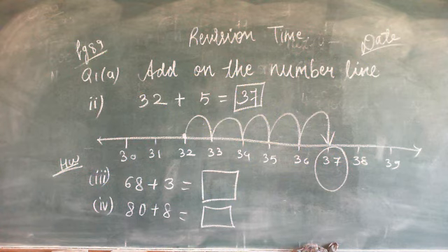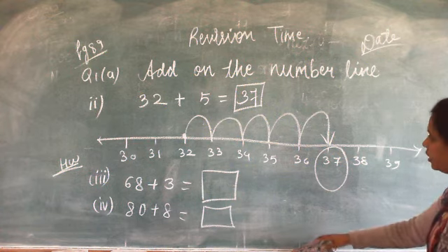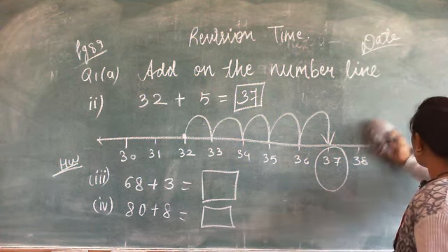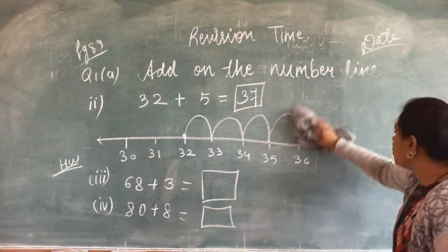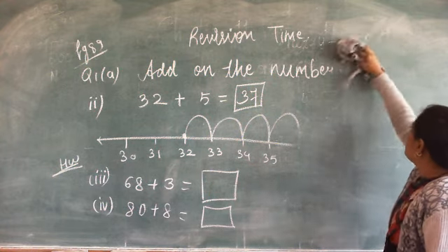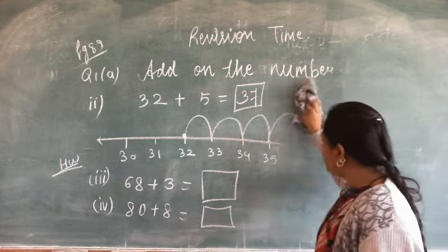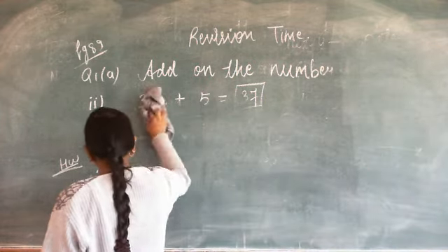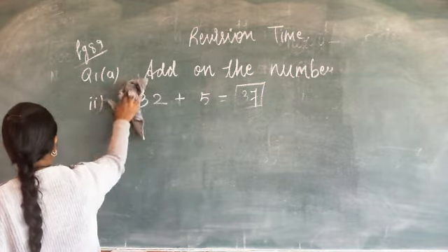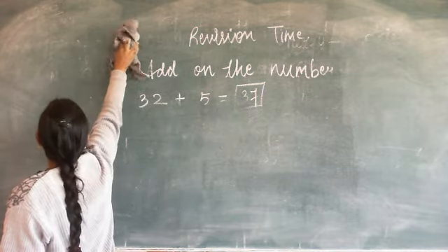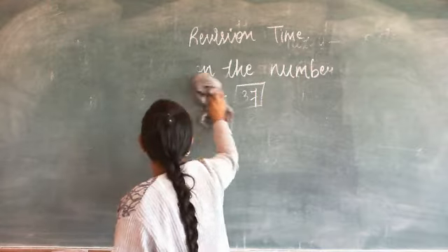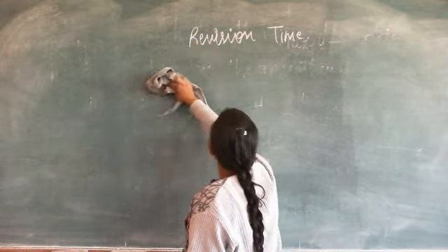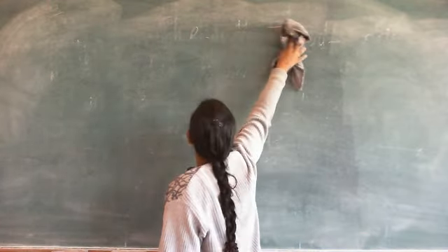I hope all of you have noted it. Now I am rubbing the question. Now we are going to solve the B part of question number 1, that is subtract using number line. So in this question also only one question is given. So we are going to solve some extra question also and I am going to give you homework question also.